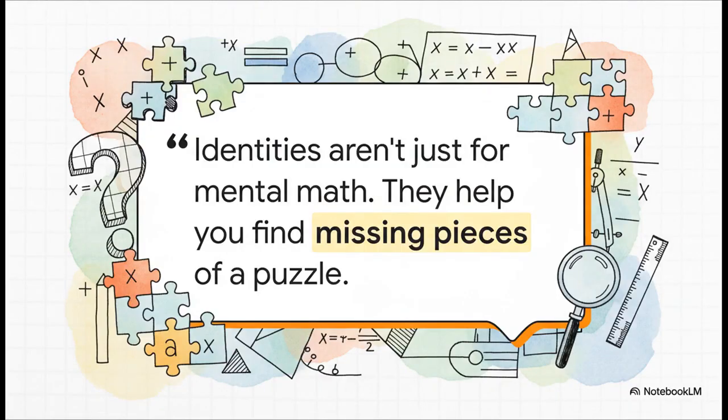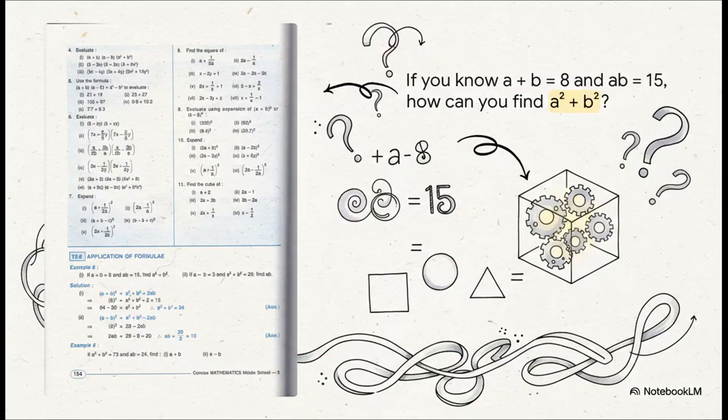But listen, these aren't just for cool party tricks or mental math. Their real power, especially in algebra, is helping you solve puzzles, finding missing values when you only have a couple pieces of the puzzle. Okay, take a look at this one. You're told that two numbers add up to 8, and when you multiply them, you get 15. The question is, what's the sum of their squares? Man, without identities, that is a really tough nut to crack.